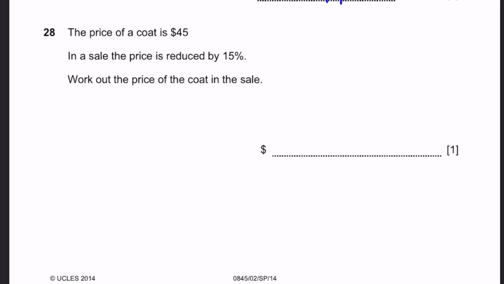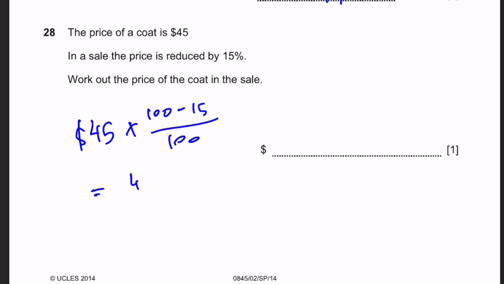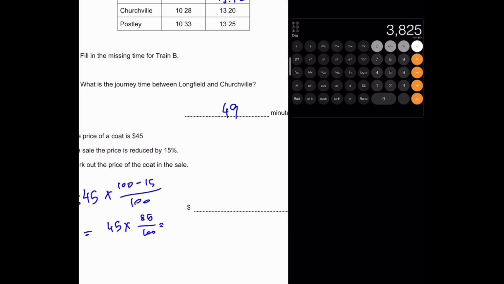The price of a coat is $45. In sale, the price is reduced by 15%. Work out the price of the coat in the sale. That would be $45 multiplied by 100 minus 15 by 100 in percentage. That will be equal to 45 into 85 by 100. And let's get that calculator out. 45 into 85 divided by 100. We get $38.25. That's the answer.